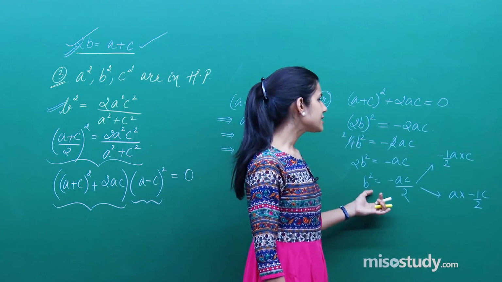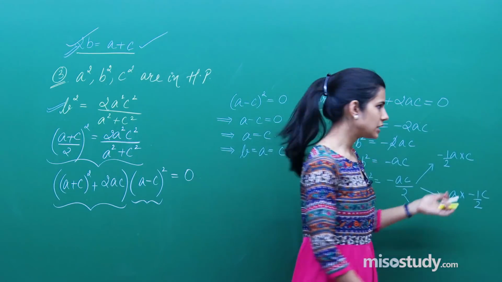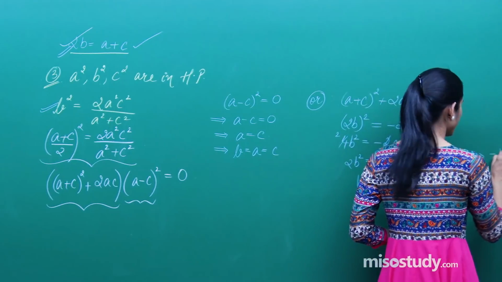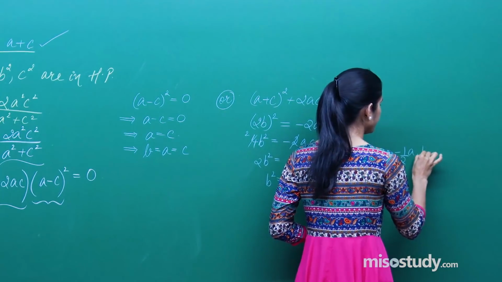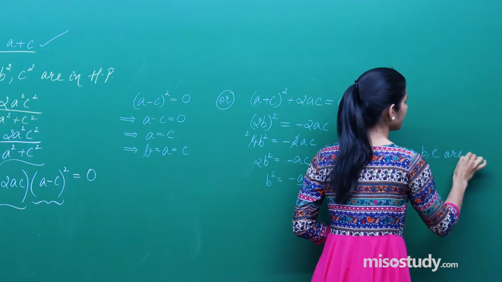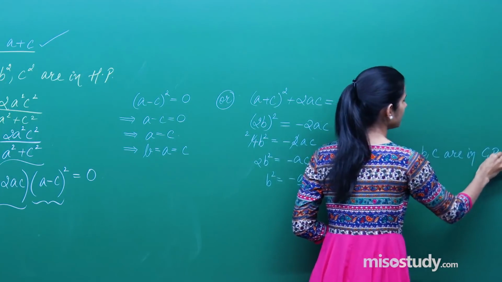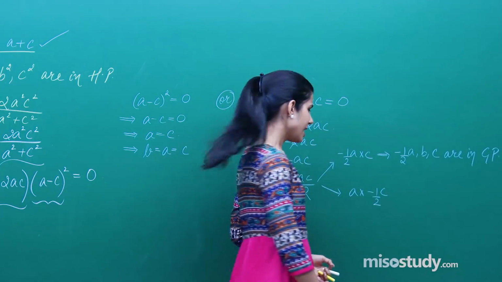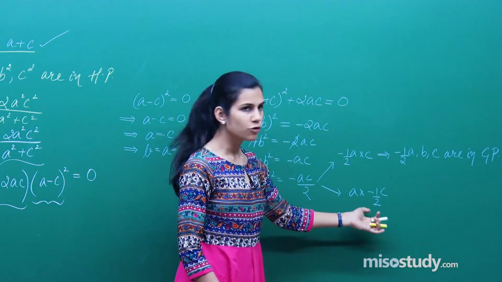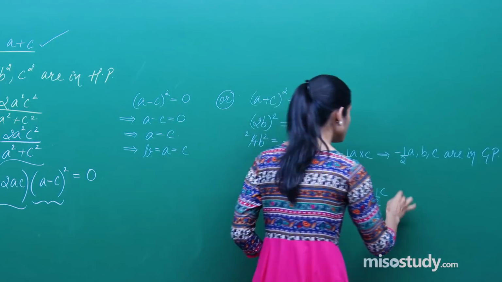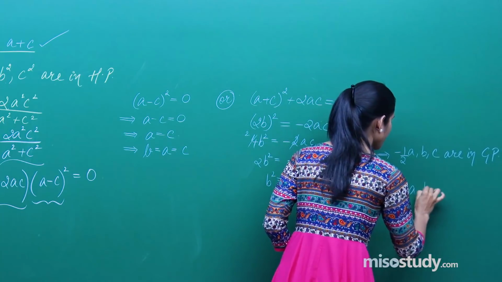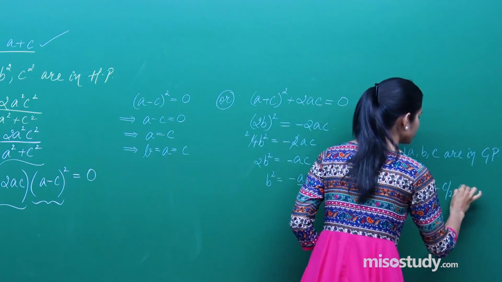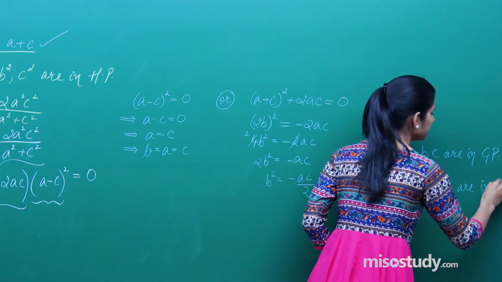If B square is coming out to be the product of these two terms, this means minus 1 by 2 A, B and C are in GP, because you can see the square of the middle term is the product of the first and the third. And if B square is coming out to be equal to A into minus C by 2, this means A, B, minus C by 2, they are in GP.